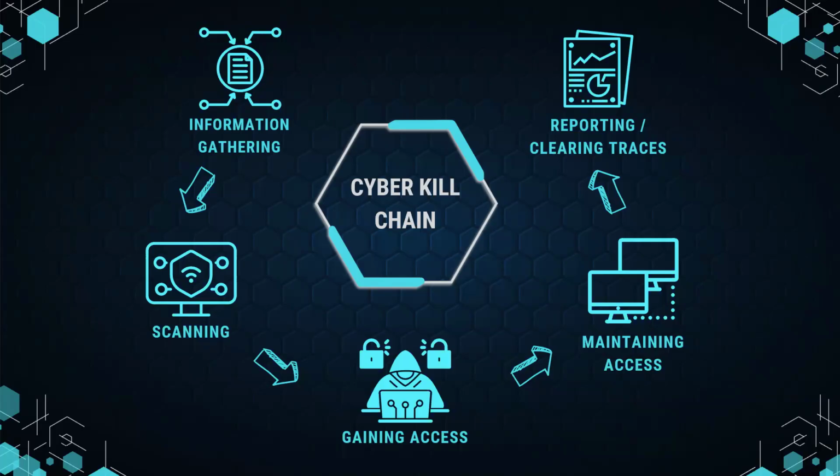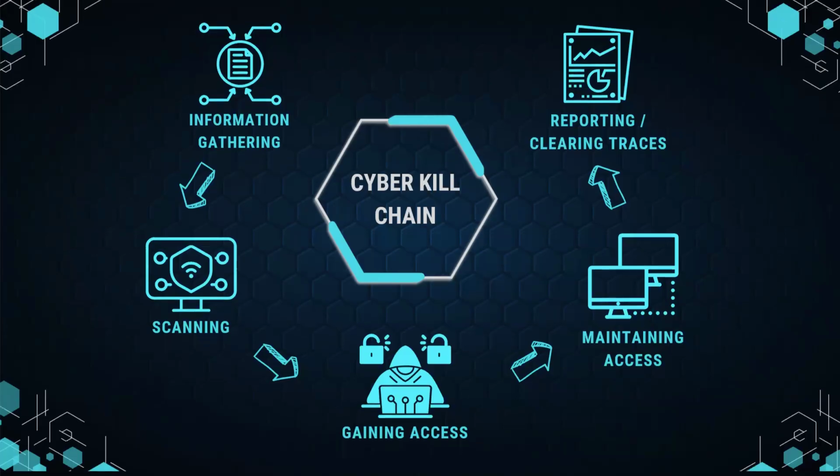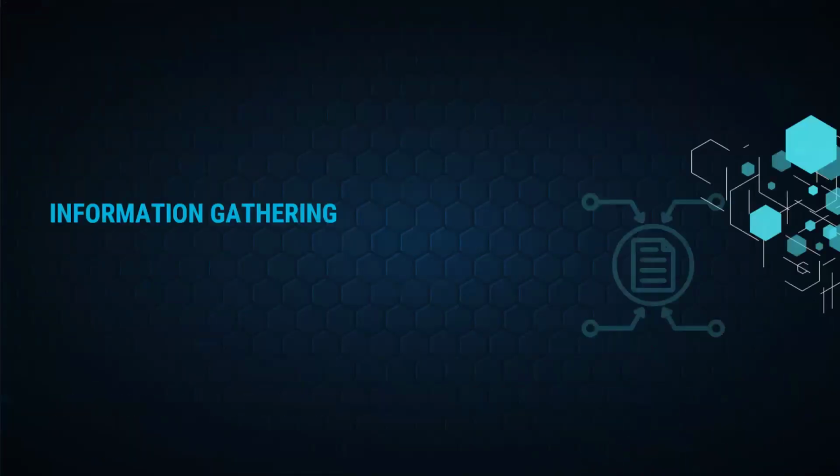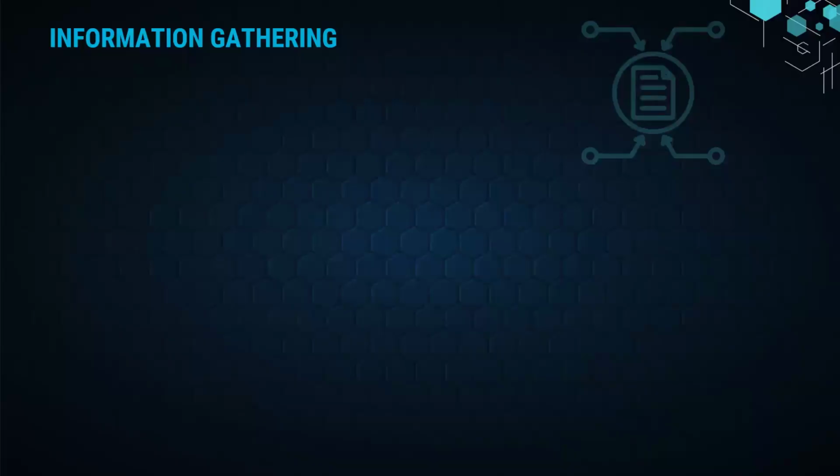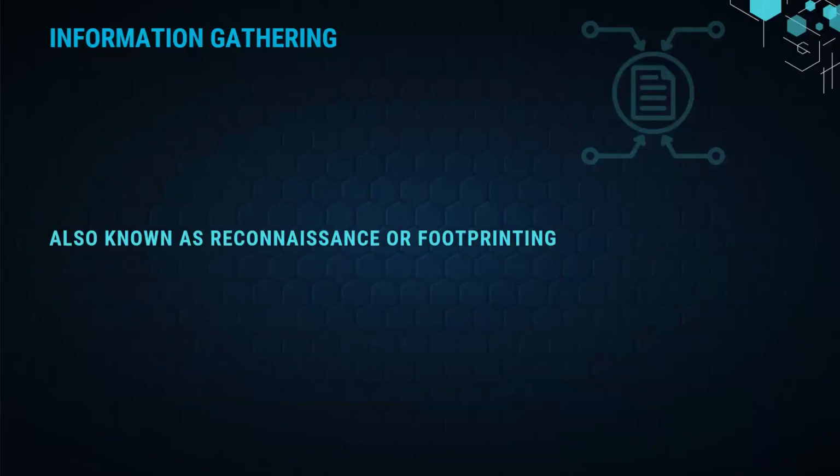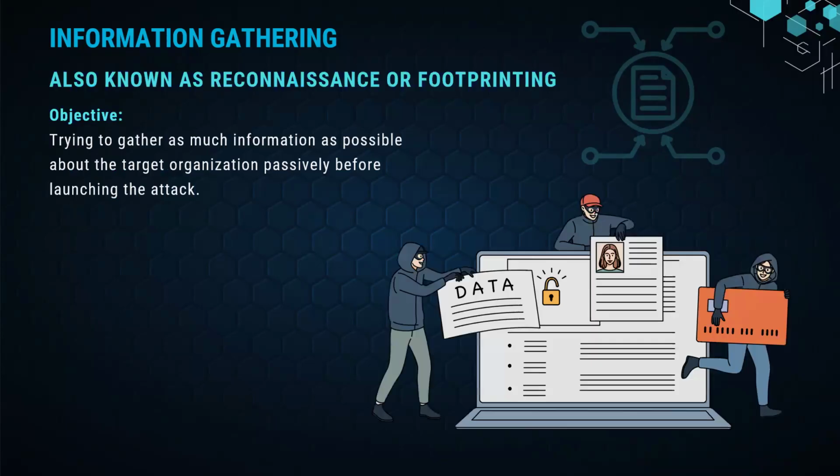You perform information gathering first, then scanning, then gaining access, then maintaining access, and then reporting or clearing traces. So the first step we have here is called information gathering. The main objective of information gathering, which is also commonly known as reconnaissance or footprinting, is to gather as much data as possible about the target organization. An important point to note here is that all this information is obtained passively from third-party sources.